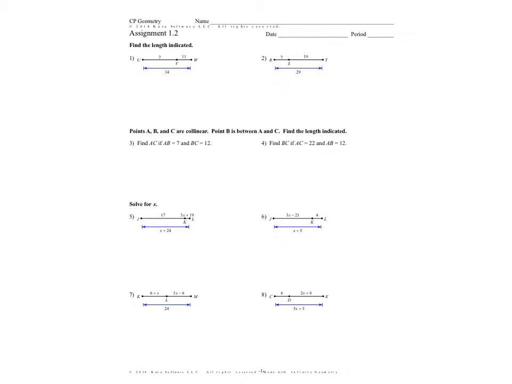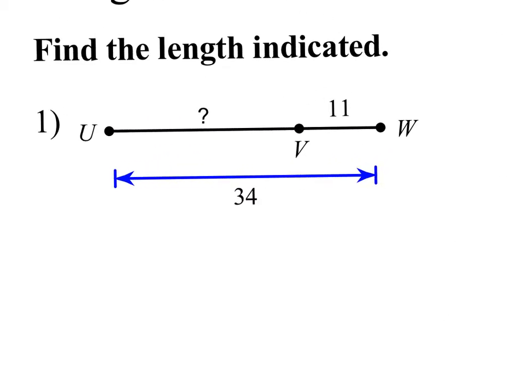Okay, our measuring segments assignment, right? We're using the segment addition postulate. So we kind of just have to look at what's given, right? So we see this blue line that states the entire line is 34 units long. We see that VW is 11 units long, and the question is, how long is UV?